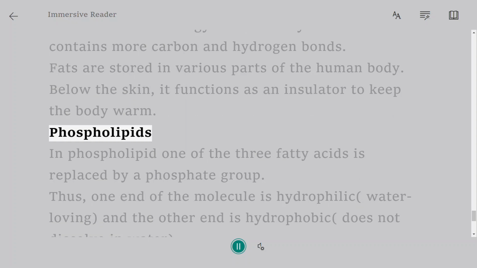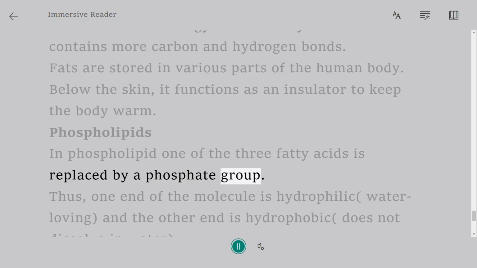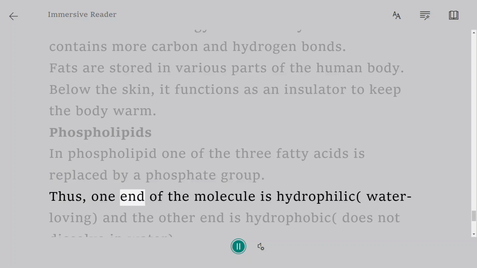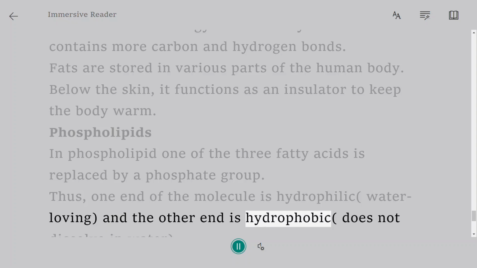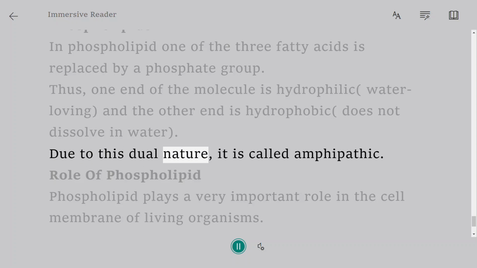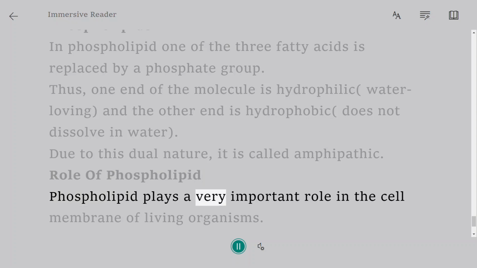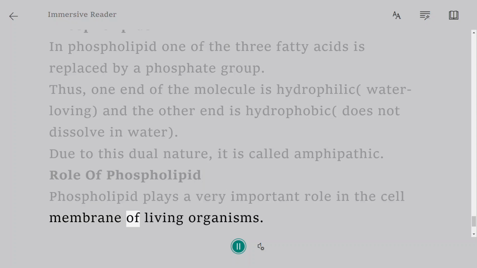Phospholipids. In a phospholipid, one of the 3 fatty acids is replaced by a phosphate group. Thus, one end of the molecule is hydrophilic, water-loving, and the other end is hydrophobic, does not dissolve in water. Due to this dual nature, it is called amphipathic. Role of phospholipid. Phospholipid plays a very important role in the cell membrane of living organisms.